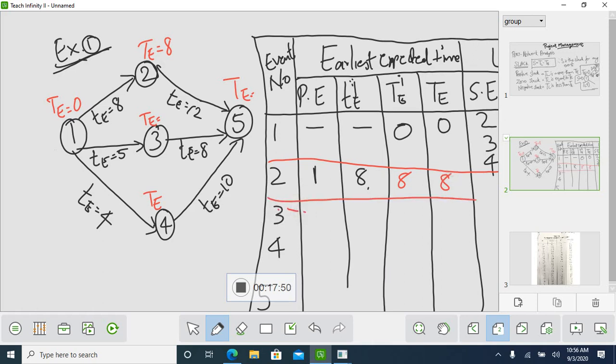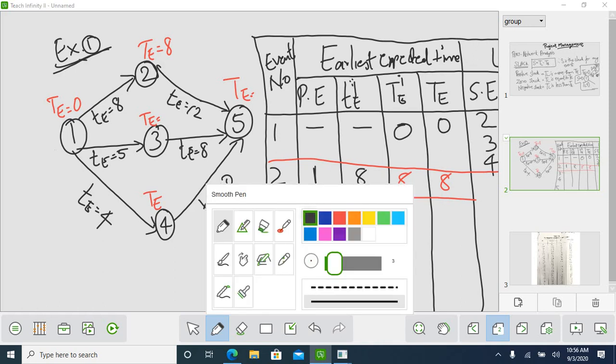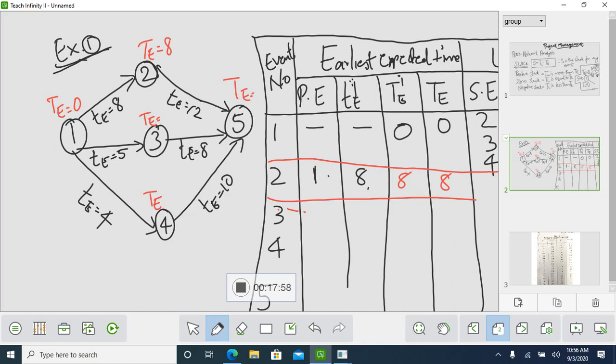So next, if you take 3, what is your predecessor event? So same here. 1 is your predecessor event. If you take 1 here, your capital T is 0. So 0 plus 5 is automatically 5. Your small t is 5. So TI is 5. So here also it will be 5.